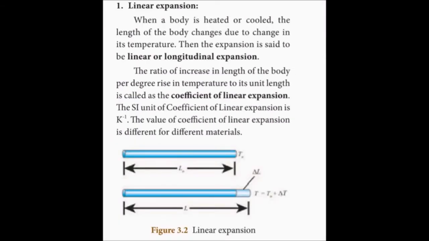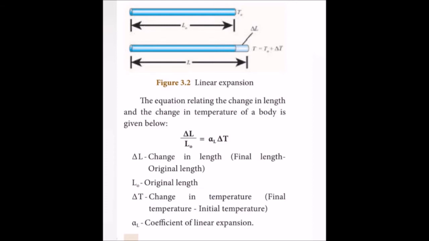Linear expansion. When a body is heated, there will be a change in length of the body due to change in temperature. It is called linear expansion, otherwise called longitudinal expansion. The ratio of increase in length of the body per degree rise in temperature to its unit length is called the coefficient of linear expansion. Its SI unit is Kelvin inverse. If you heat a linear solid, there will be a change in length due to rise in temperature. This is called linear expansion.